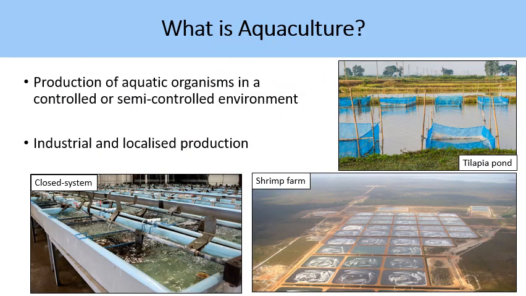Aquaculture is defined as the process of breeding, rearing, and harvesting aquatic organisms within a controlled or semi-controlled environment, quite often in a farm. Production can occur on a small, localized scale, such as raising tilapia in community ponds. Closed system production occurs inside specialist facilities, allowing rearing of sensitive species such as ornamental clownfish. Aquaculture also occurs on a large industrial scale, as is seen in commercial shrimp farming.